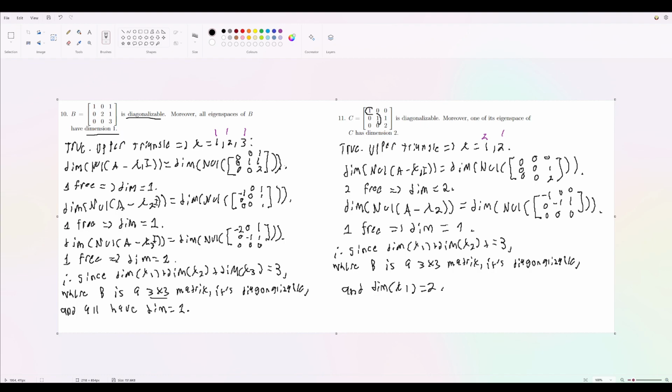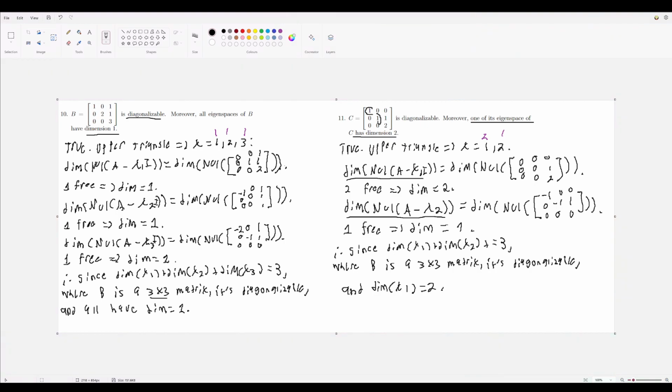And similarly, once again, since dim lambda 1 plus dim lambda 2, you'd write these more appropriately, I just didn't want to write out that much. Since it's equal to 3, where C is a 3 times 3 matrix, it's diagonalizable, and the dimension of lambda 1 is equal to 2, so it satisfies that one of its eigenspaces has dimension 2.